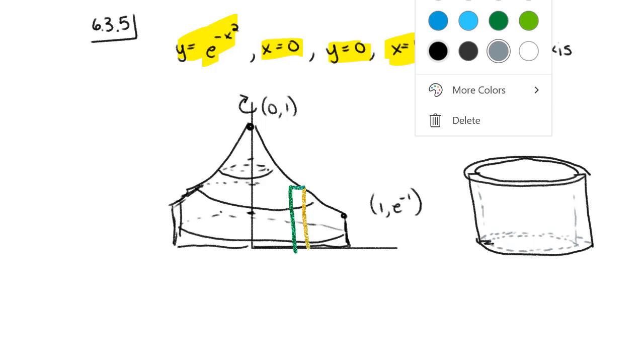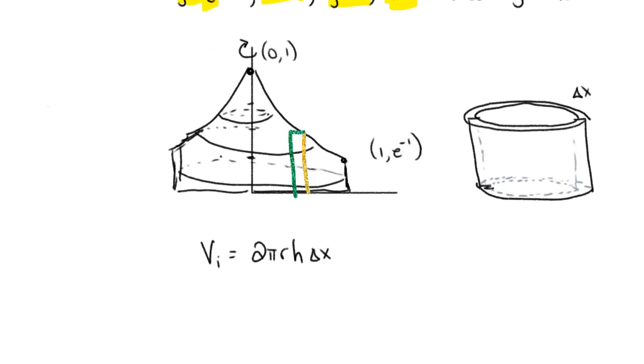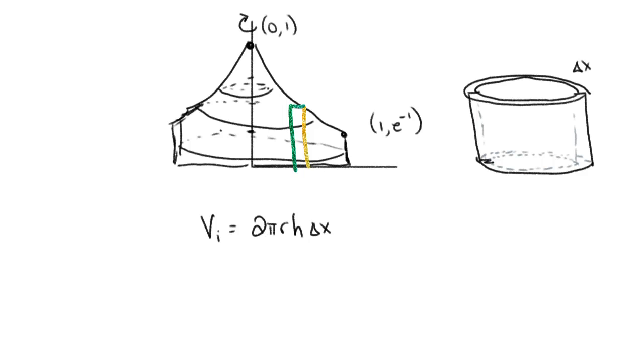And the volume given by that slice is 2 pi r, that'd be the circumference, times its height, times its thickness, and the thickness there is a delta x. 2 pi r h delta x. So let's talk about what each of these elements are. R is the radius of rotation from the center of the rotation out to that edge. That is an x value.